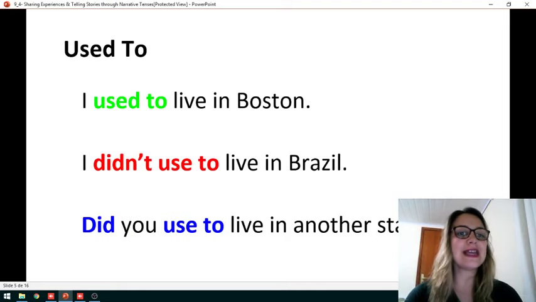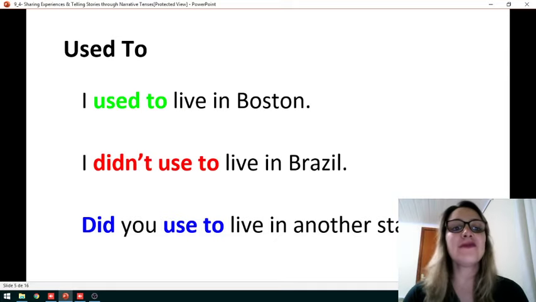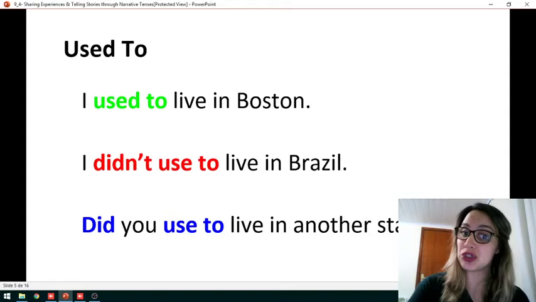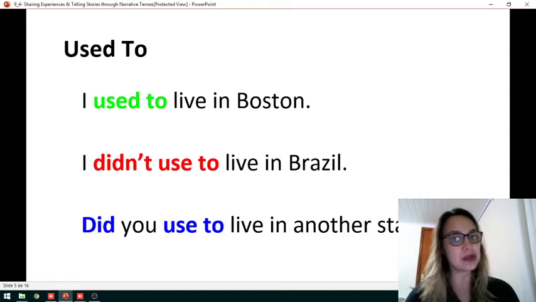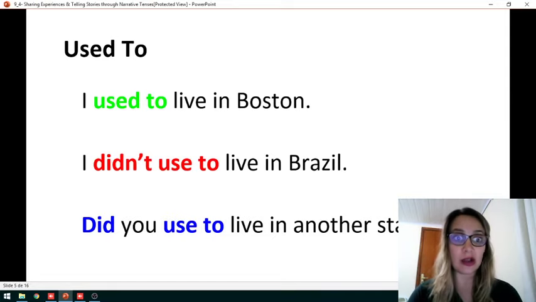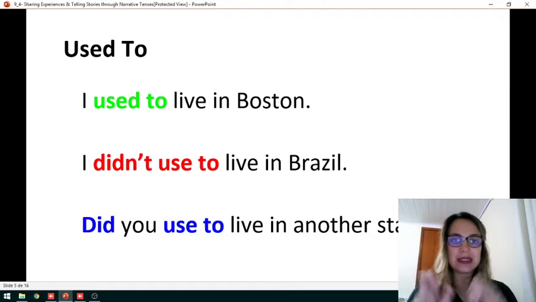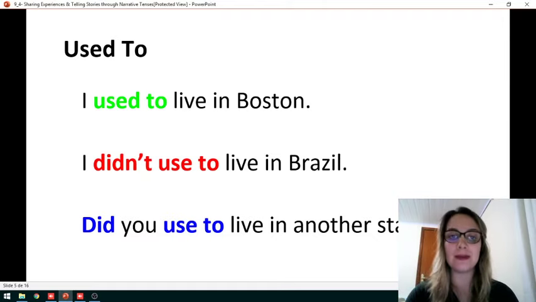All right, so let's take a look here at some examples. In the first example, I can say, I used to live in Boston. So before I moved to Brazil, I used to live in Boston because that's where I went to college. Okay? Now, let's look here. After used to, we see live, which is my verb in the base, normal. It doesn't change, okay? So it's always used to with our verb in the base.